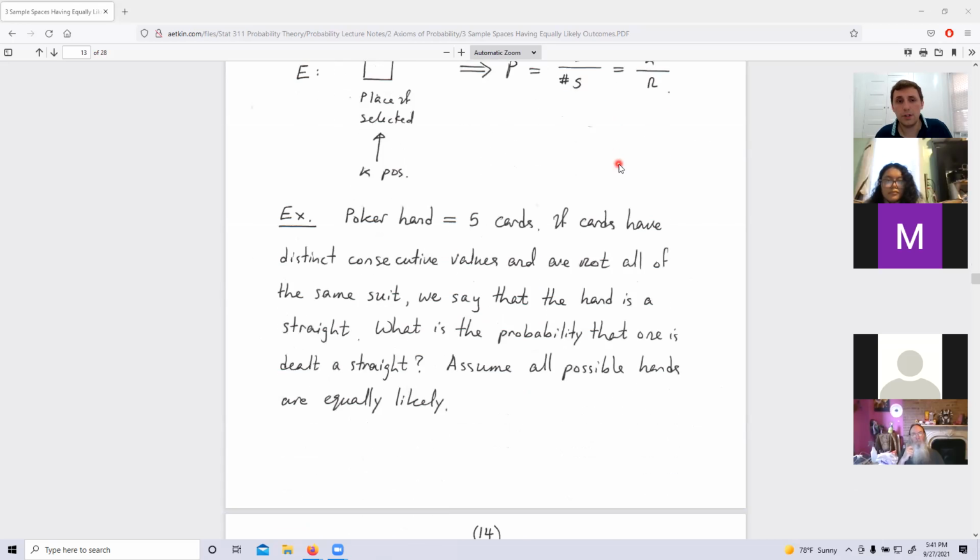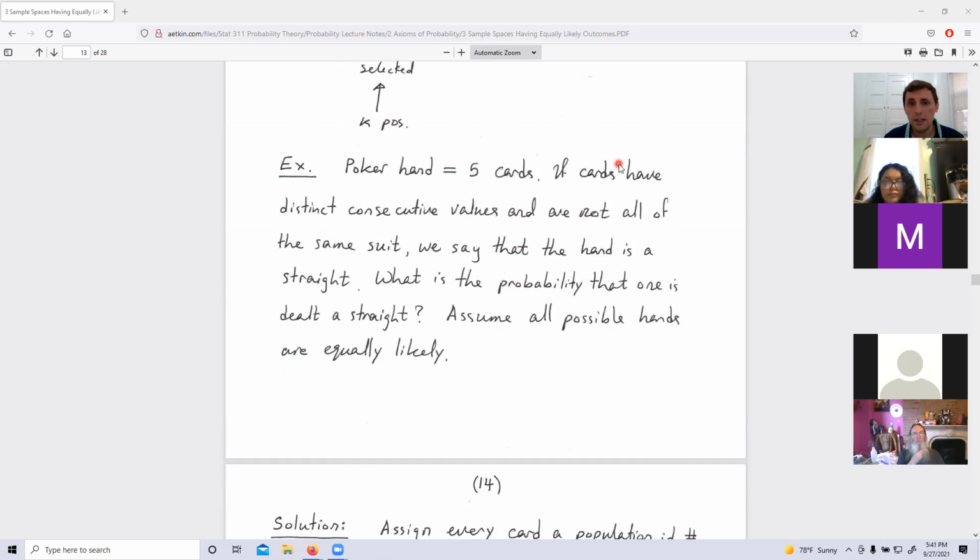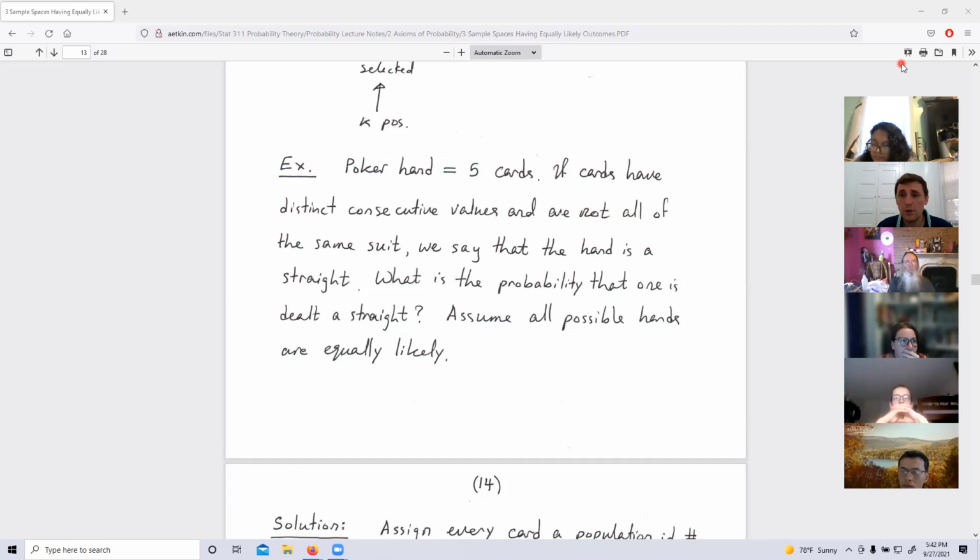So here is another question. This is a poker hand. We have to select 5 cards. There are 52 cards in total. And we want to know the probability of being dealt a straight. A straight is where we have consecutive values for the cards. The card values are 1 through 13, and we have consecutive values for them, 1, 2, 3, 4, all the way to 13. And what has to be the case is that they are not all of the same suit. So they have to be consecutive and not all of the same suit. What's the probability?